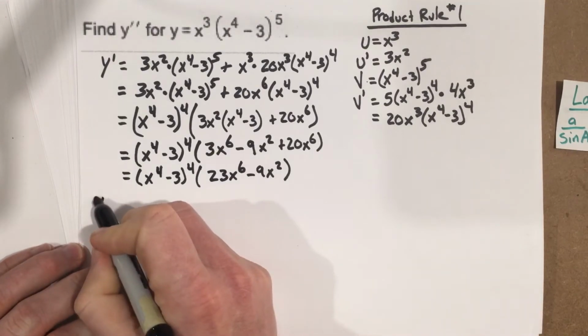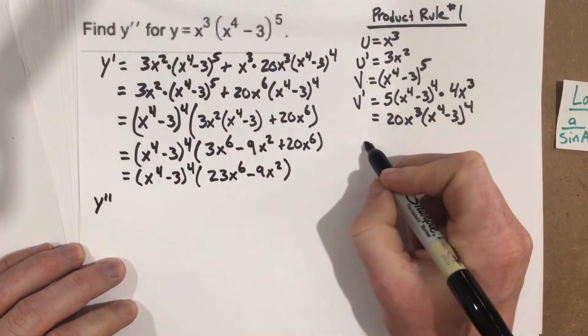So we're now going to do y double prime. So I'm going to say product rule number 2.